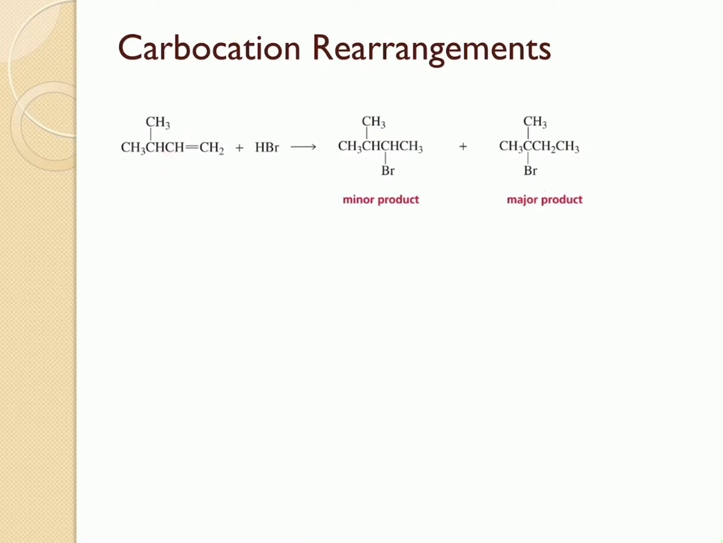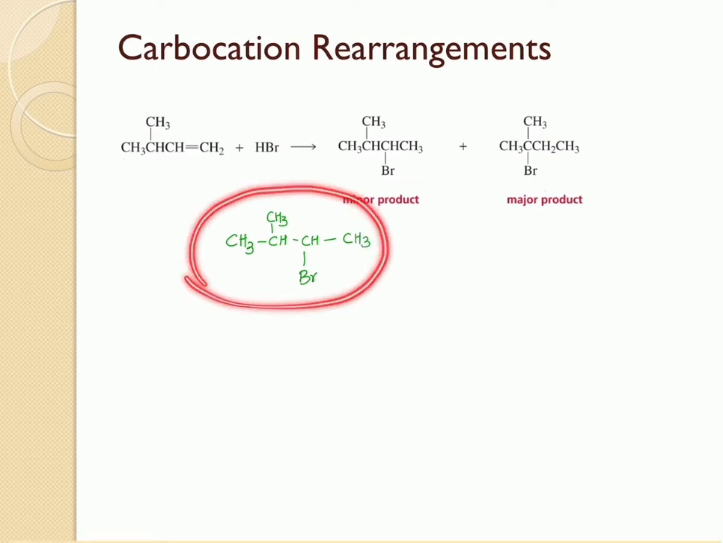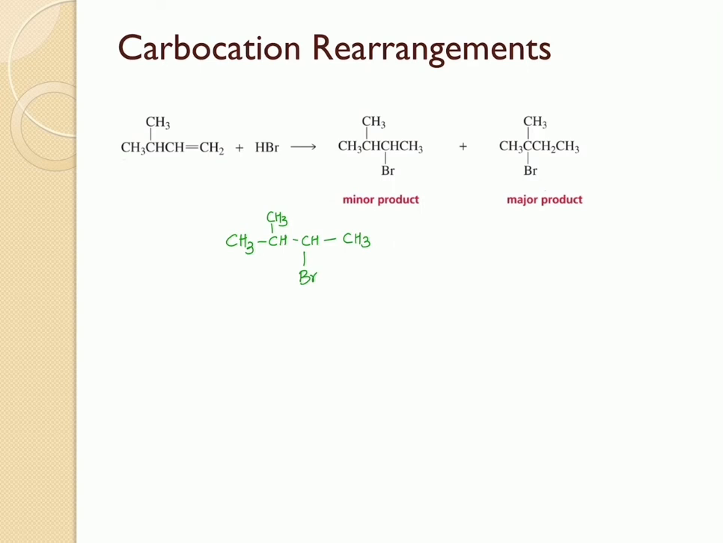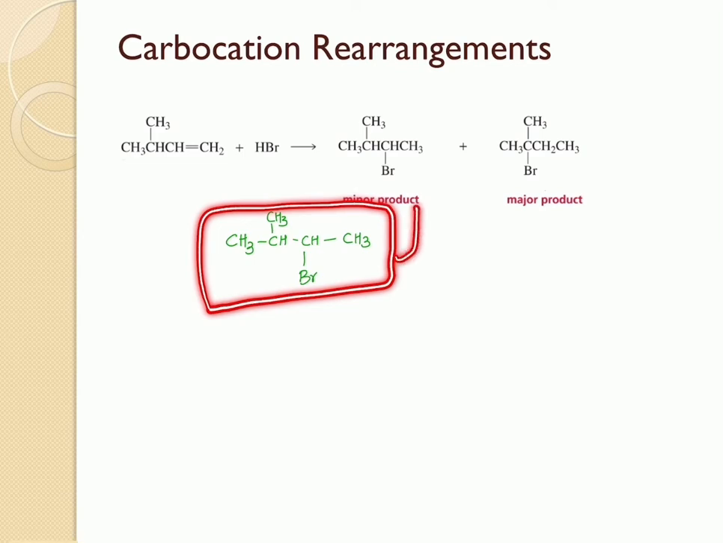So let's write the product to see if that is one of the products that we have got here. So our major product is going to look like this. This is the product that you will get by applying Markovnikov's rule, but the actual major product that you get is this one, where the bromine is attached to a tertiary carbon. The one that we got using Markovnikov's rule is actually the minor product.